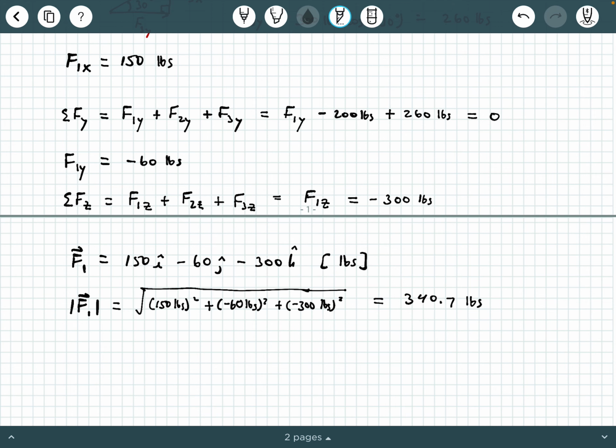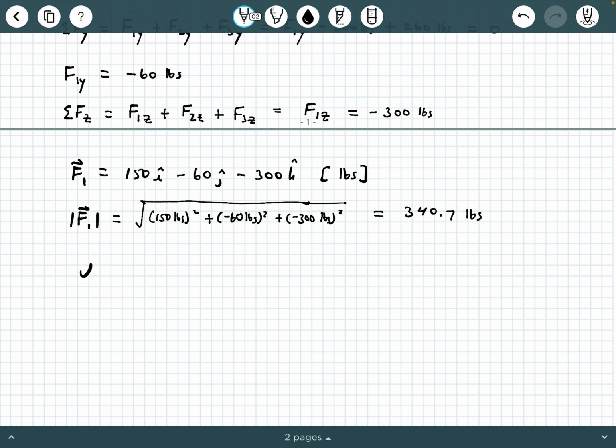It asks for the magnitude of F1, and then it also asks for the coordinate direction angles for the force F1. So how do we get those? Well, alpha 1 is the arc cosine of F1x over the magnitude of F1, all right? And so that's just going to be the arc cosine of 150 pounds over 340.7 pounds. And when we punch that through, we should get about 64 degrees, or maybe 63.9 degrees. But that's one of our answers.